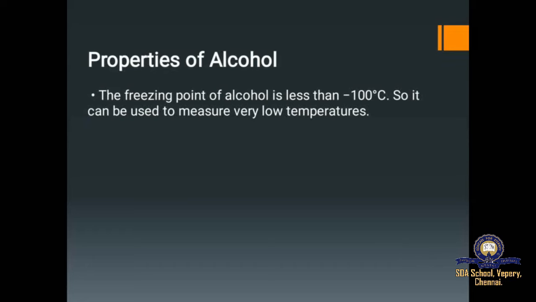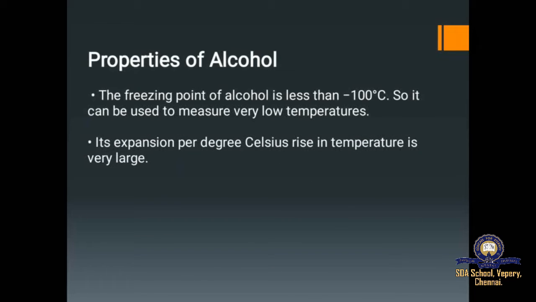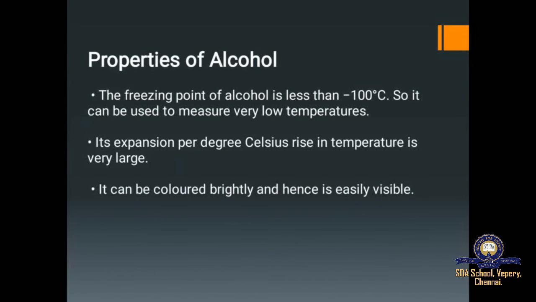The freezing point of alcohol is less than minus 100 degrees Celsius. So, it can be used to measure very low temperatures. Its expansion per degree Celsius rise in temperature is very large. It can be colored brightly and hence is easily visible. So these are all the properties of alcohol, and for this reason alcohol is used in the thermometer.